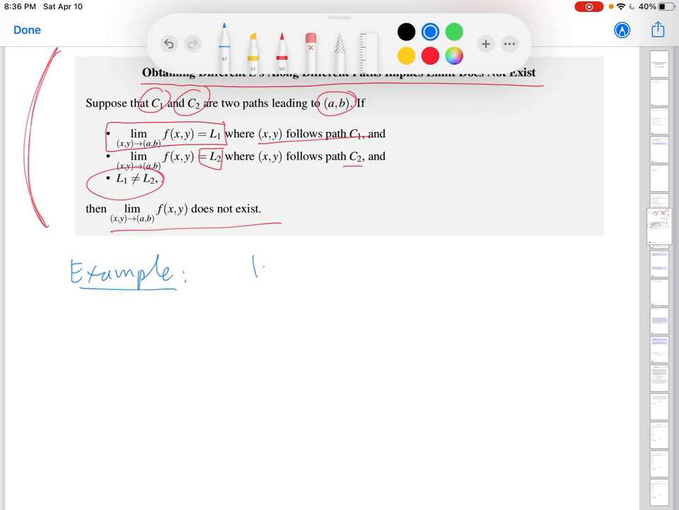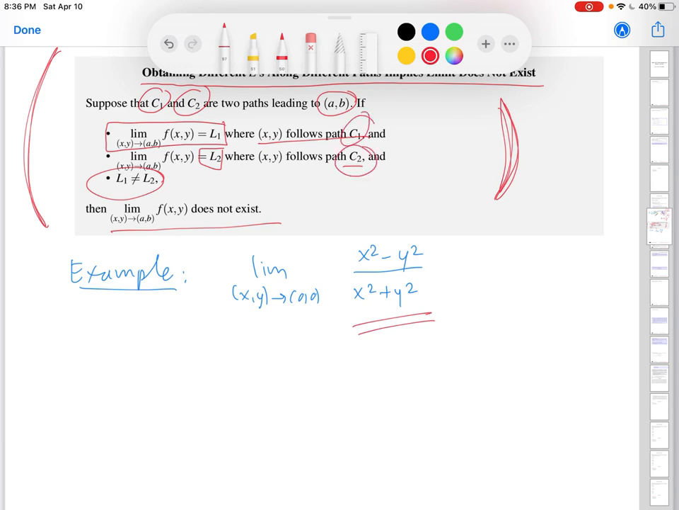Consider the example, limit as (x,y) goes to (0,0) of the function (x squared minus y squared) over (x squared plus y squared). Okay, so I'm not going to do it analytically. I'm not going to try to actually evaluate this limit using algebraic techniques or any of that. I'm just going to show you the graph of this function, and I'm going to show you why up here this is true. I'm going to find two paths, C1 and C2, along which the function's values tend to different numbers as we approach the same point, (0,0).